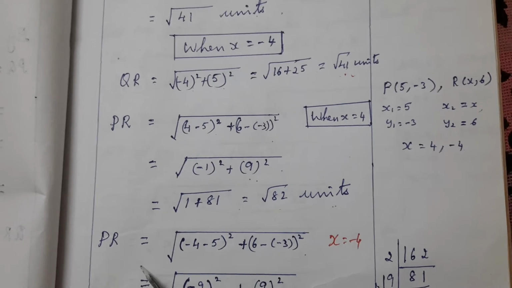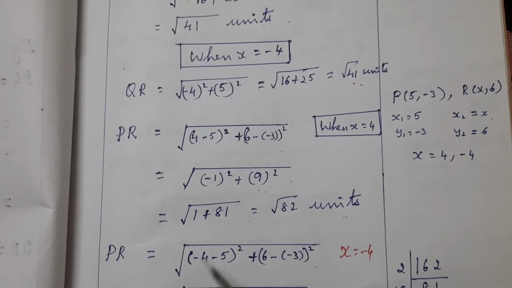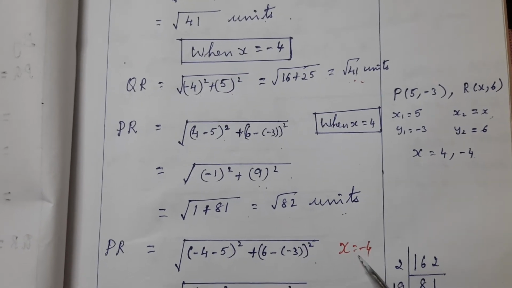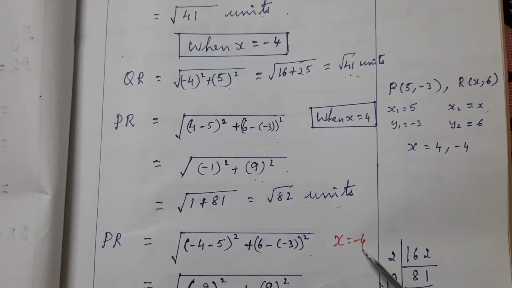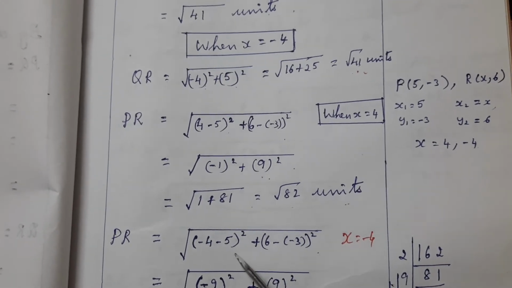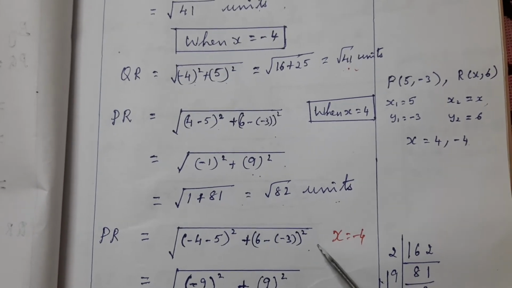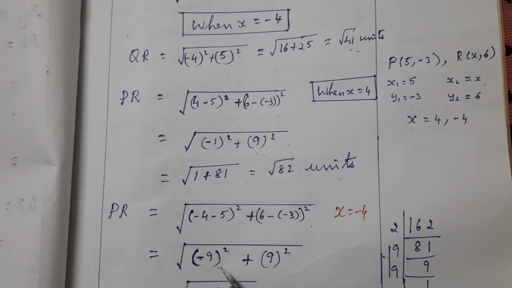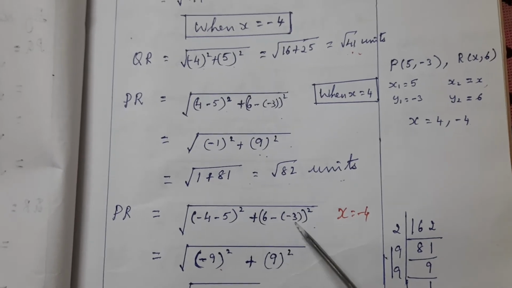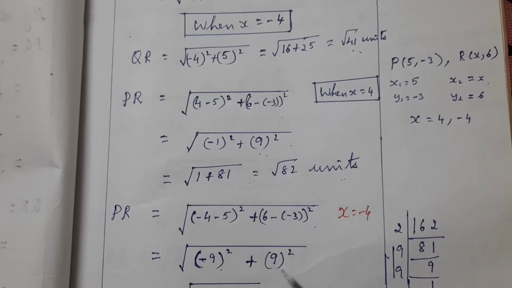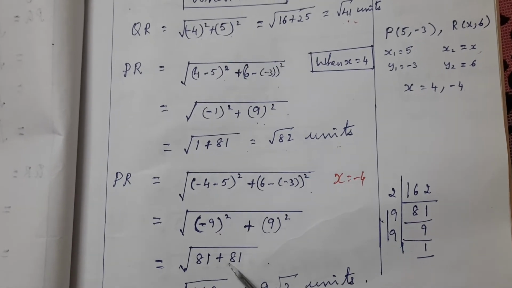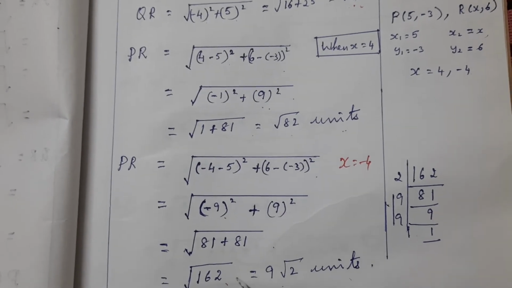Now next we are taking PR is equal to root of, instead of x we are substituting the value x is equal to minus 4. So (minus 4 minus 5) the whole square plus (6 minus of minus 3) the whole square. Minus 4 minus 5 is minus 9 square. 6 minus of minus becomes plus, 6 plus 3, 9 square. Root of 81 plus 81, that is root 162.